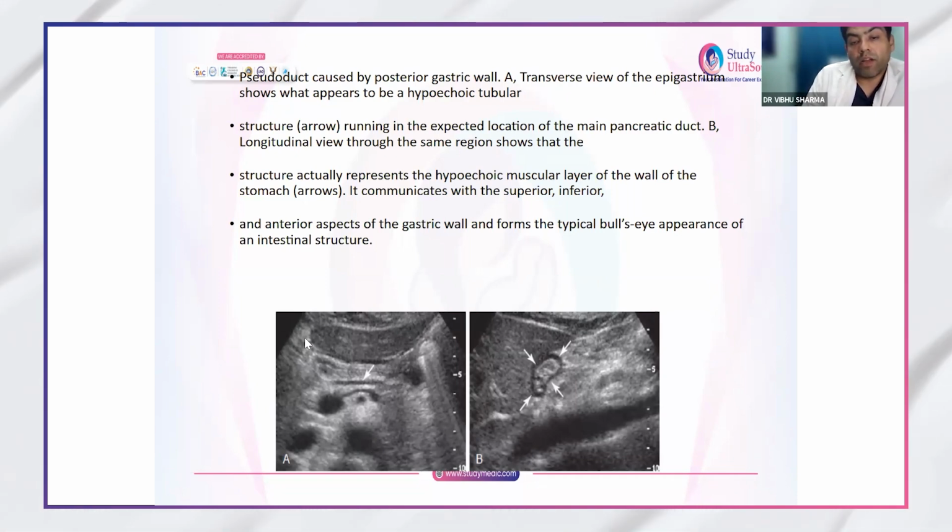The stomach is a good landmark for always seeing the pancreas. Sometimes the stomach is not adequately distended, then you should follow the vascular landmarks. But in most cases, if you fill the stomach with water or the patient is drinking while doing the scan, you can see the pancreatic outline very clearly.